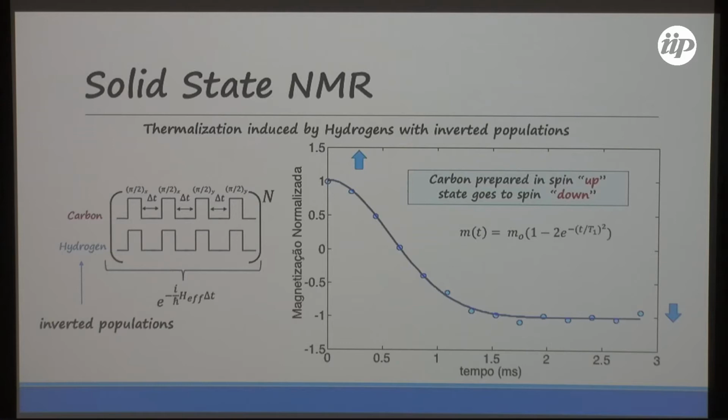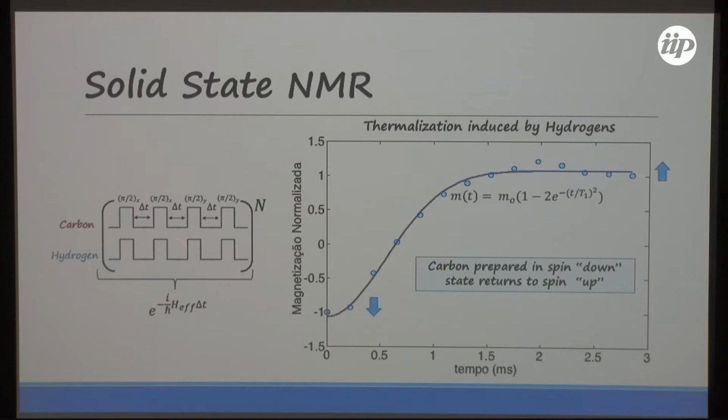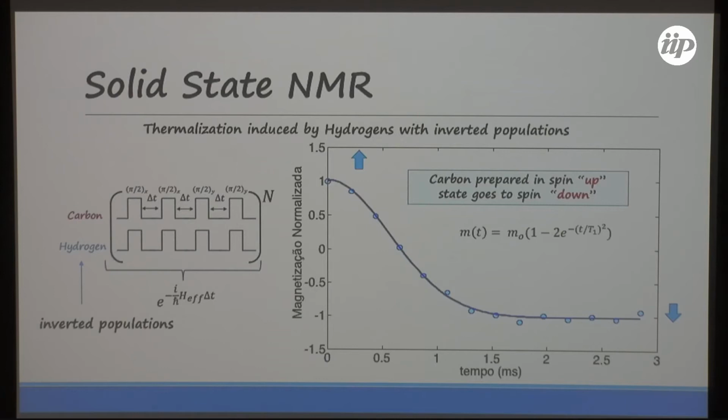Here we apply this circuit to simulate the thermalization, but the hydrogen here are in the normal Boltzmann distribution, okay? If I invert the population, the hydrogen will be in the Boltzmann distribution equivalent to a negative temperature, okay? And it stays there for some time, a time much shorter than the relaxation time, okay? And with that, you can, for example, see a spin, the carbon, thermalizing with a negative temperature bath. That's the idea, okay?